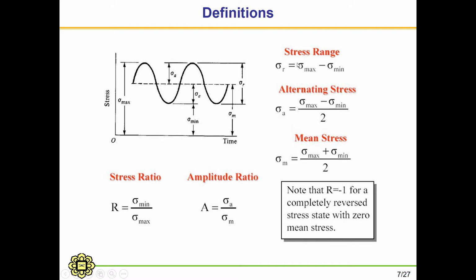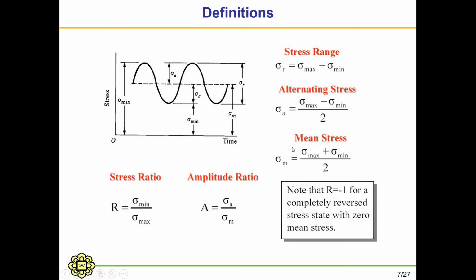Okay, so what is stress range? Stress range is sigma R, where we can get that as sigma max minus sigma min. So we denote that as sigma R, stress range. And then the alternating stress, sigma A, is actually sigma max minus sigma min divided by 2. That's why we can get this value, and then you can divide the value by 2.